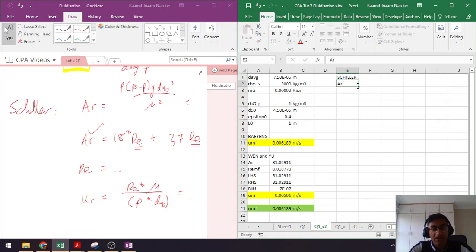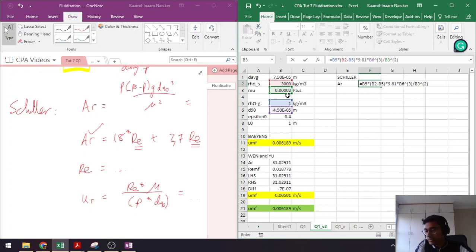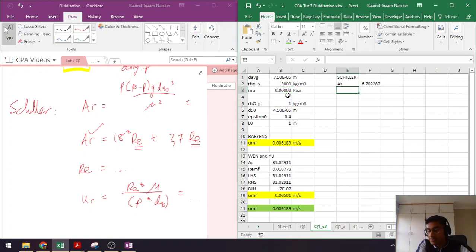Let's begin. So the Archimedes number is equal to the density of the gas multiplied by the density of the solid minus the density of the gas, multiplied by 9.81 multiplied by the D90 cubed, and divided by the viscosity squared. Okay, so that's my Archimedes number. Now I have my equation over here: Archimedes equals 18 Reynolds number, and so on.